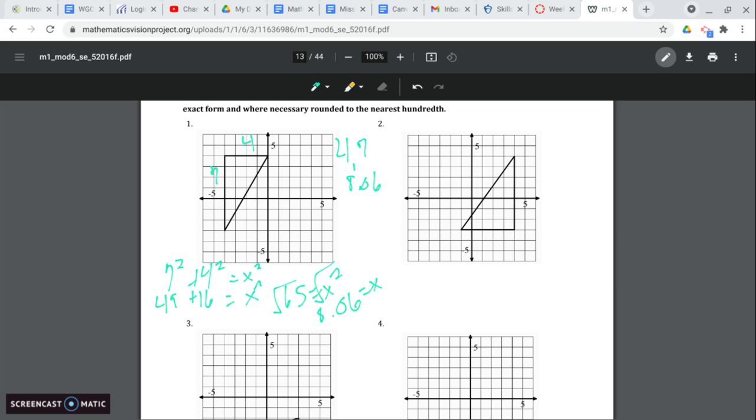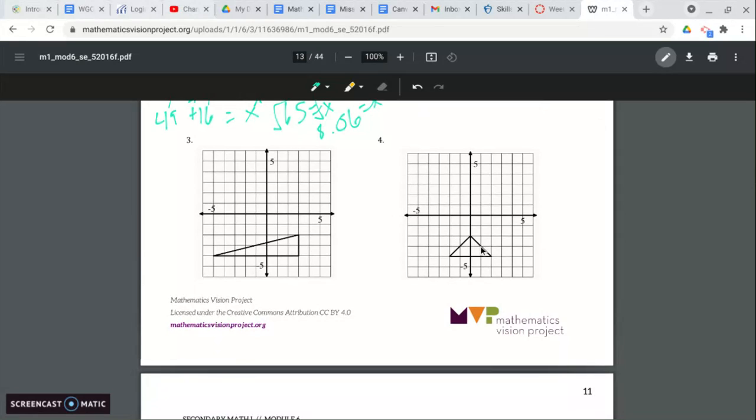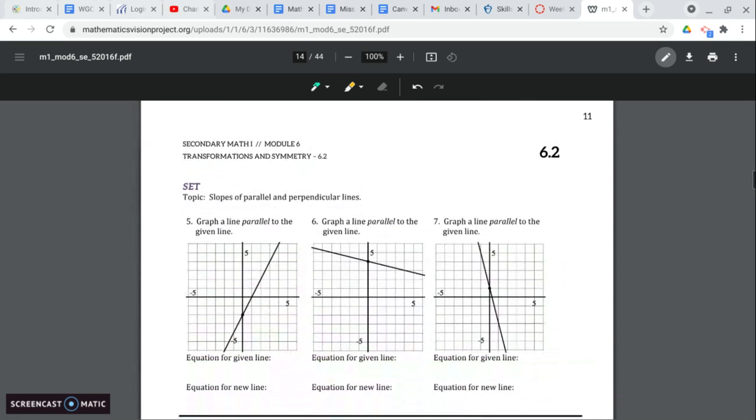In most cases, your hypotenuse is going to end up being a decimal, so make sure to round that to the nearest hundredth. Okay? Same idea for 2, 3, and 4. Careful on 4. You know what this base is and you know what this height is, but to find the hypotenuse, look at only half of the triangle, and then those two sides will be the same.